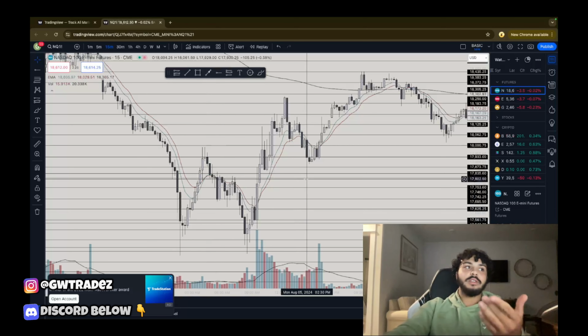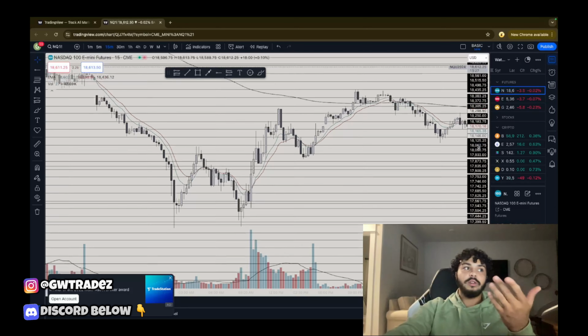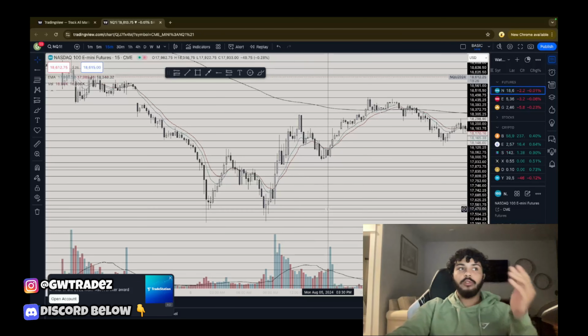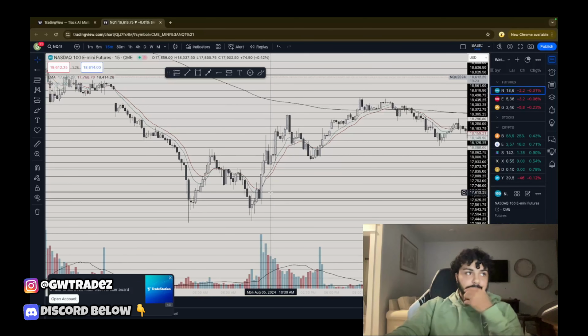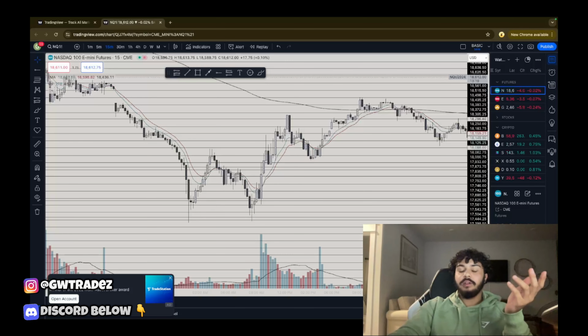And it doesn't matter what setup you trade, there has to be some type of liquidity being swept for your trade to go the way that you want it to go. Again, it's like a slingshot, right? If you want to move up, price has to move down first for you to move up. That's where you're going to find the best entry.